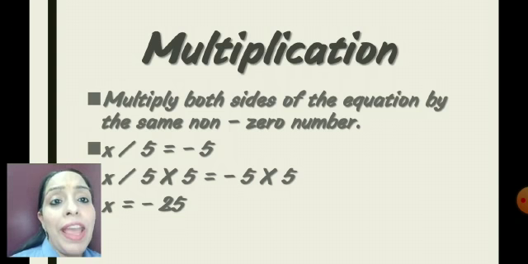So I can write x upon 5 multiplied by 5 is equal to minus 5 into 5. What does it come to? Only x, because 5 is cancelled with 5. On the RHS it will become minus 25. So x is equal to minus 25 is the solution or root of the linear equation.